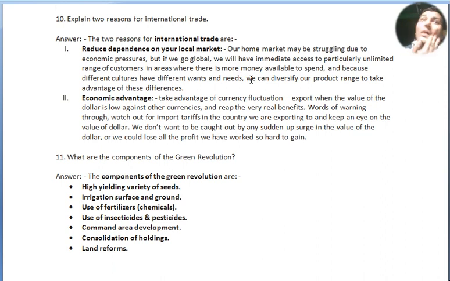Question number 11. What are the components of the Green Revolution? The components of the Green Revolution are high yielding variety of seeds, irrigation surface and ground, use of fertilizers, that is chemicals, use of insecticides and pesticides, command area development, consolidation of holdings, land reforms.